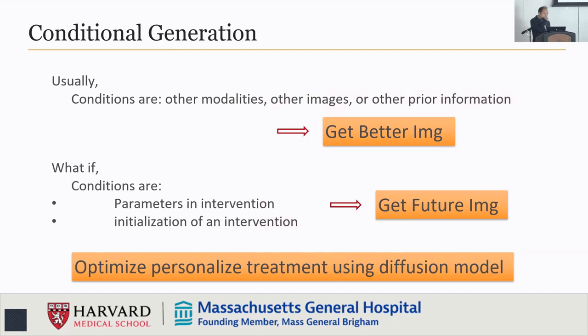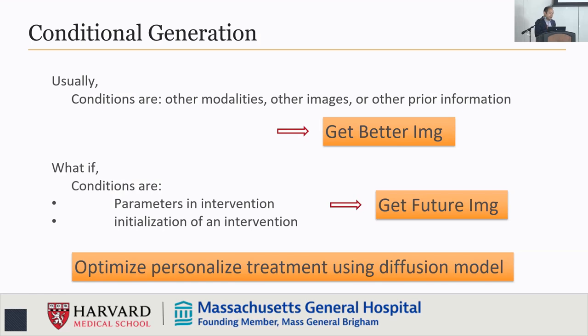Almost nobody is doing general generation. Everybody uses conditions to do conditional generation, particularly when you're talking about the inverse problem, right? Usually the conditions are a different modality, the raw data, or other prior information you learn in other cases. So the purpose is always to get a better image.